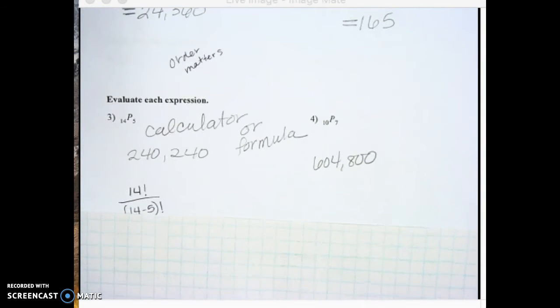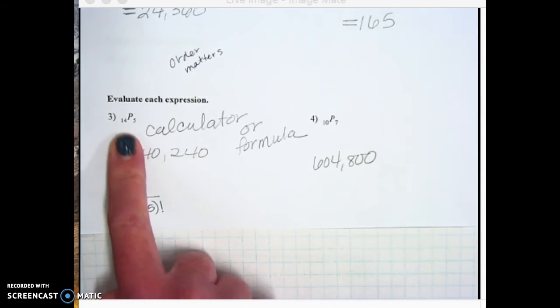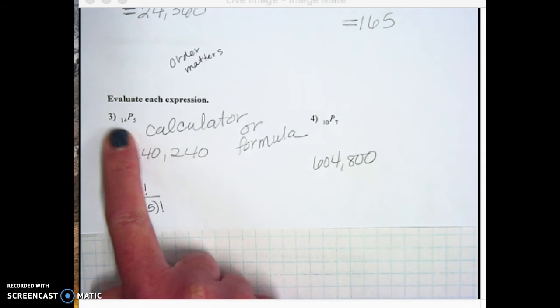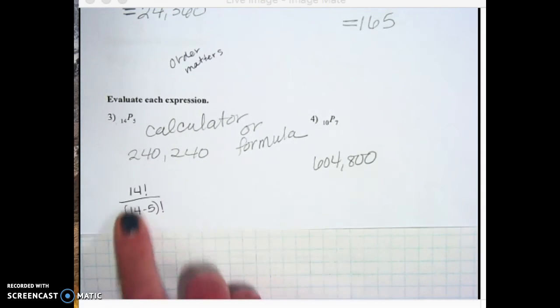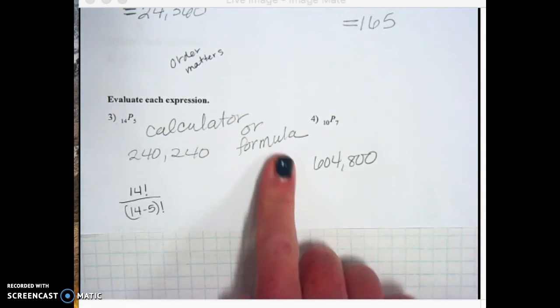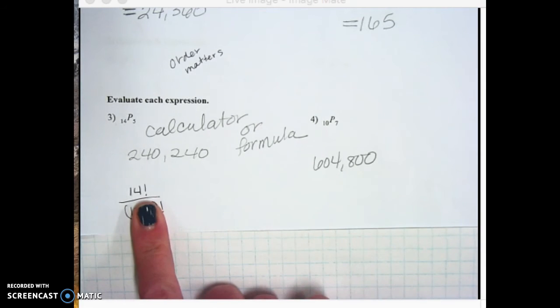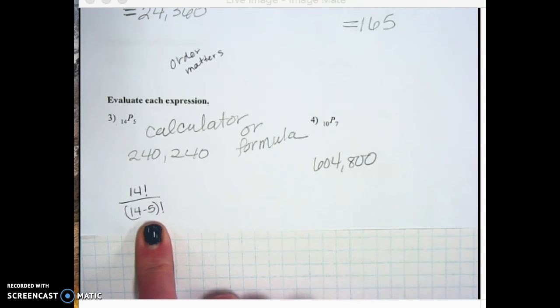All right. Number 3. This is all calculator work, so you want 14 permutations of 5. You can either use the calculator or the formula. I find it easier to do the calculator, but if you want to plug it in the formula, here's what it's going to look like.